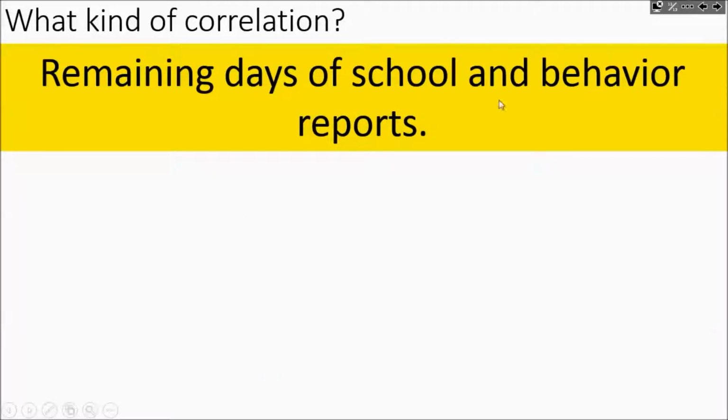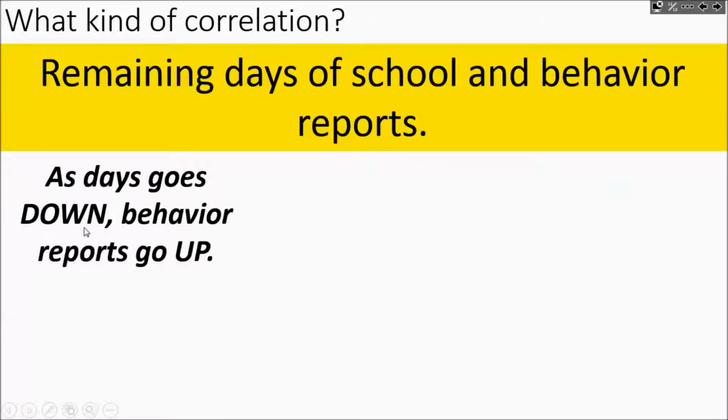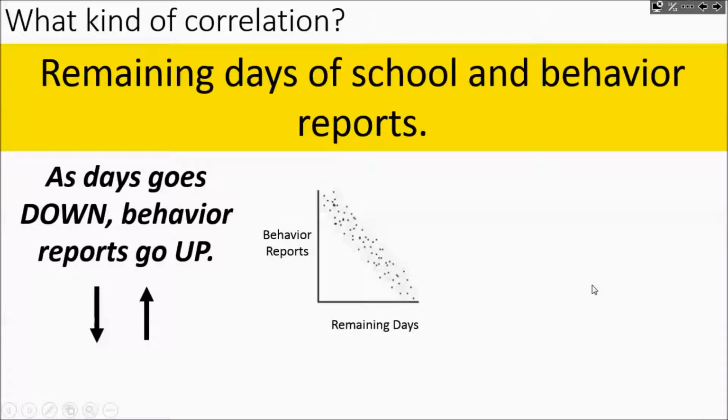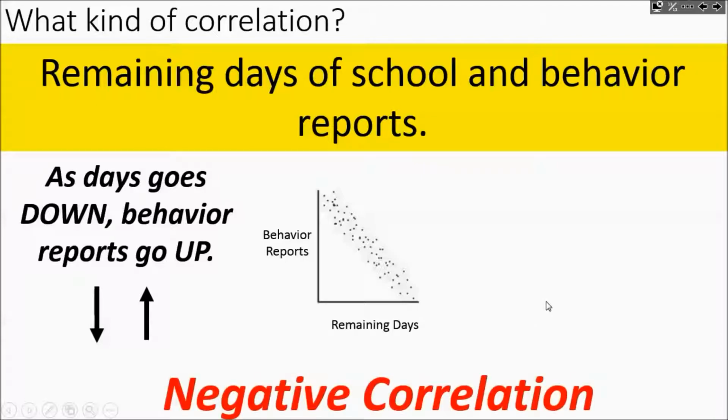Remaining days of school and behavior reports. Behavior reports are things that teachers fill out when kids are being naughty. So as the days go down, the behavior reports go up. So as one goes down, the other goes up. Those are different directions. That's a negative correlation. When there's maybe 1 or 2 days of school left, there's a lot more behavior reports than there are at the start of the year when there's lots of days left. So that's a negative correlation.